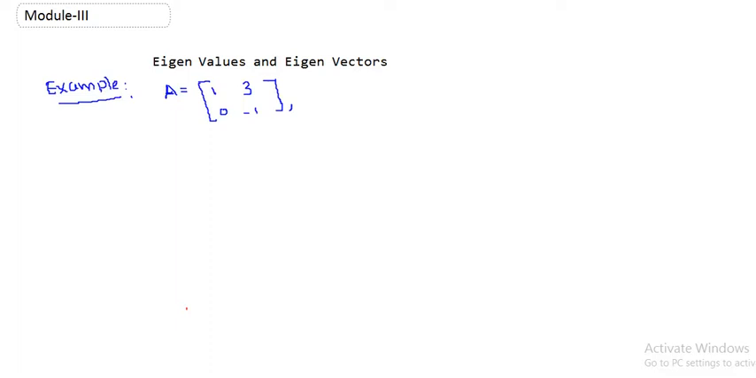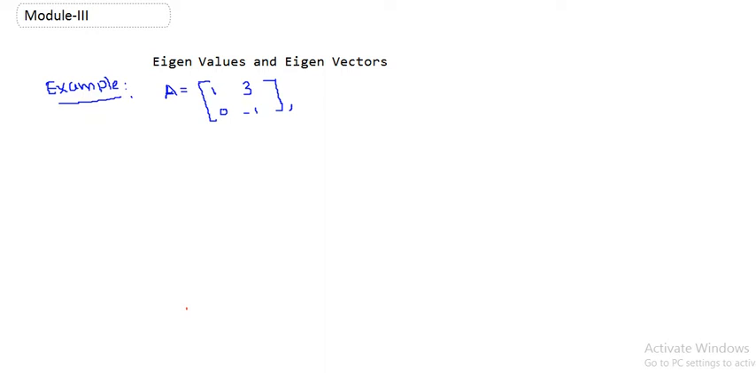Hello and welcome back. In my last video I talked about how to find eigenvalues of a given matrix from the characteristic equation of the matrix A. Today we are going to talk about how to find eigenvectors of a given matrix.